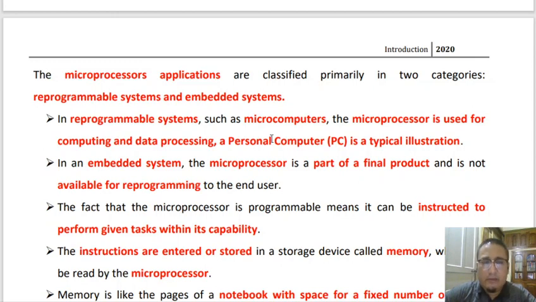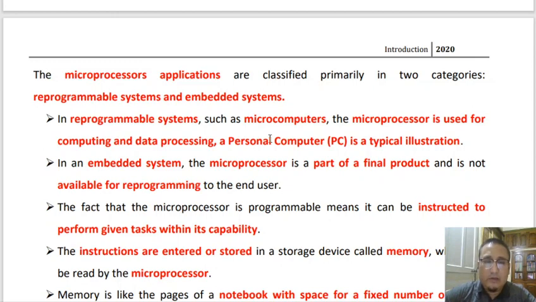But in case of embedded system, the microprocessor forms the part of the system. As the microprocessor forms the part of the final product, it is not available for reprogramming. So the basic distinction between reprogrammable system and embedded system is that in case of reprogrammable system, the microprocessor is available for reprogramming, whereas in case of embedded system, it is not available for reprogramming.